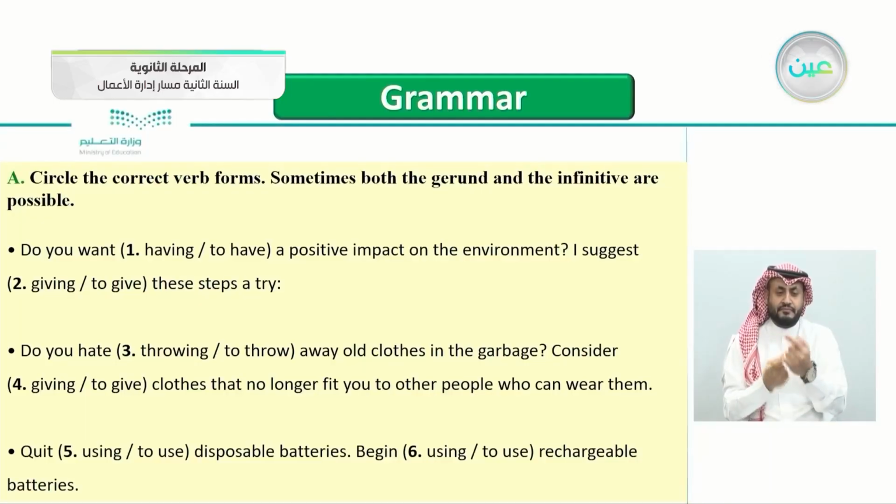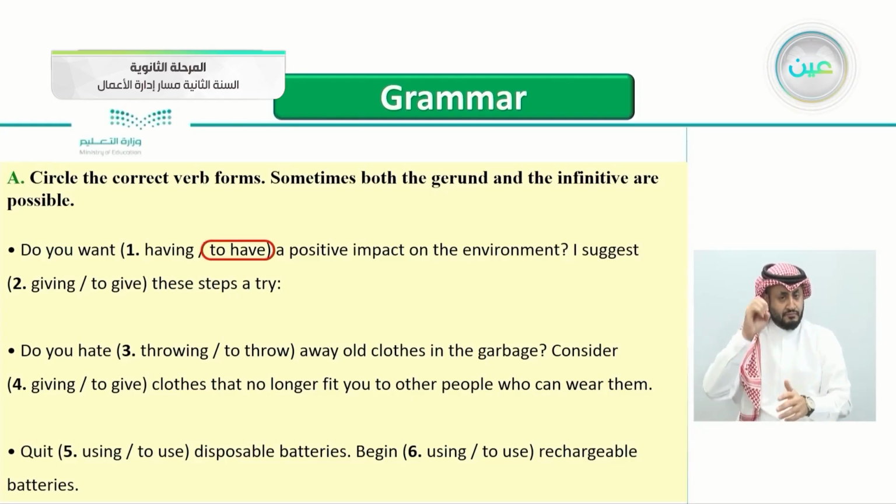Let's answer number 1 here. Do you want having or to have a positive impact on the environment? So do we say having or to have? Check the verb before it, want. So yes, that's correct. Do you want to have a positive impact on the environment?